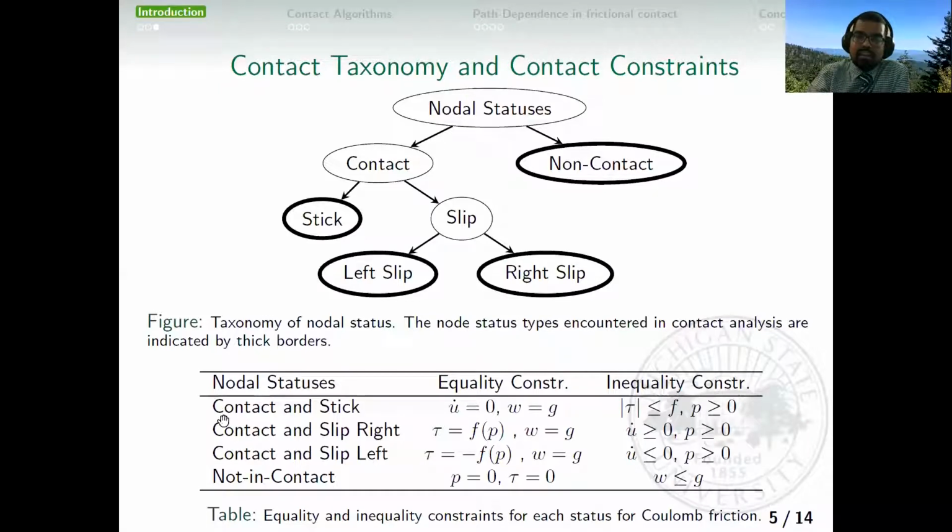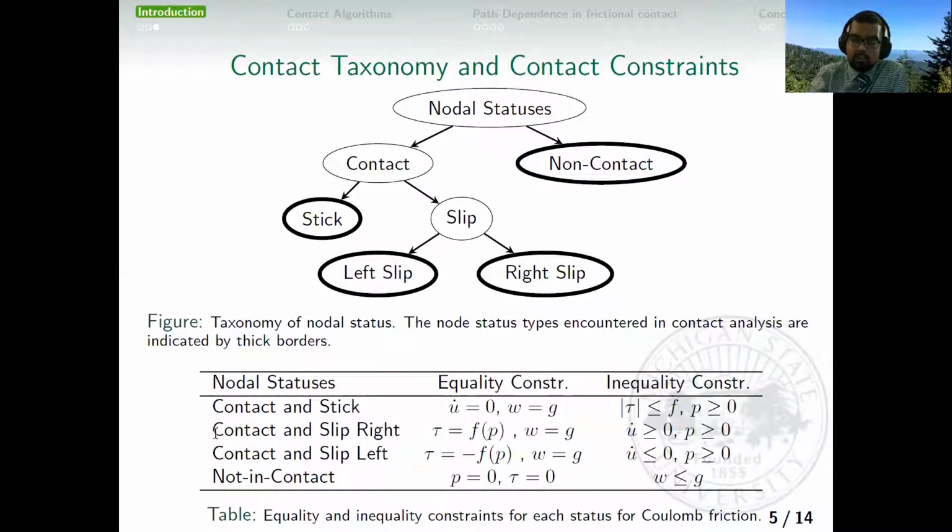So for the contact and stick status, we will have the lateral velocity be 0, and the two surfaces are in contact. Our traction force will be less than the friction force or break-free force, and there will be a normal pressure because the nodes are in contact.